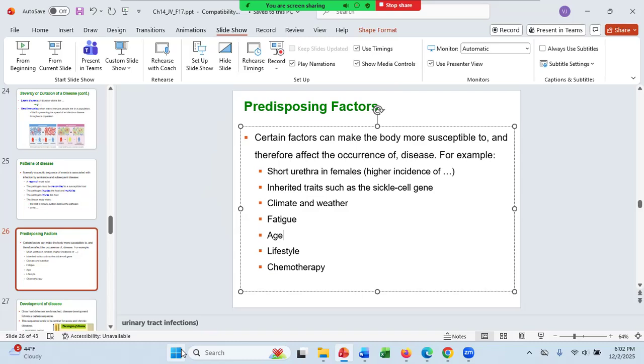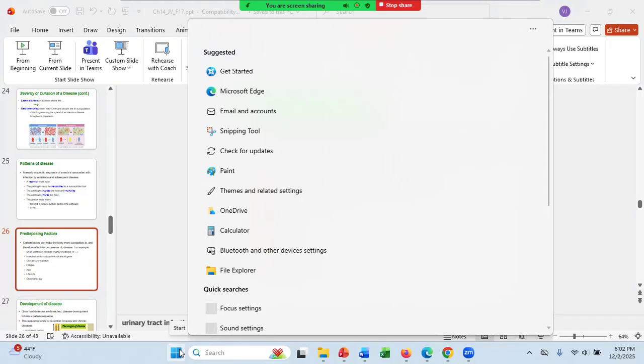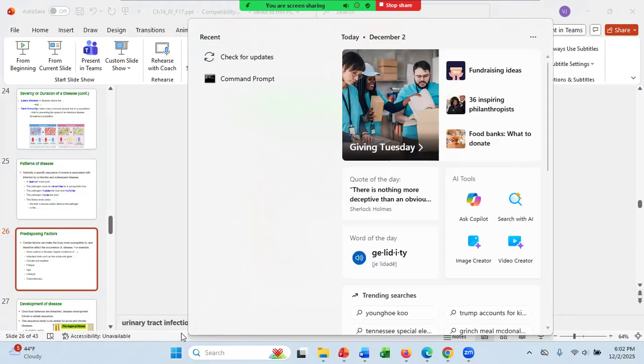Most diseases follow. Let me see if I can find it here. Yep, I had it for a while.